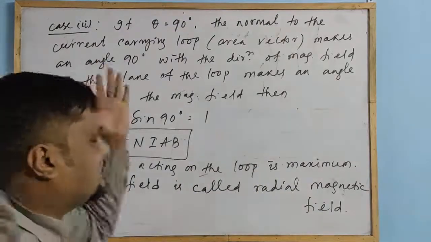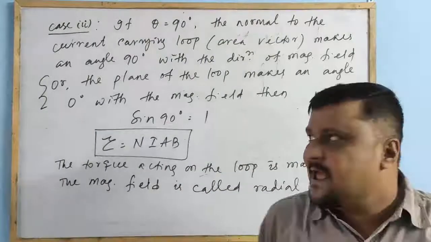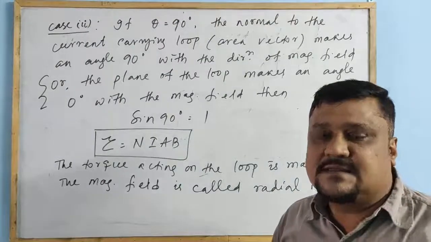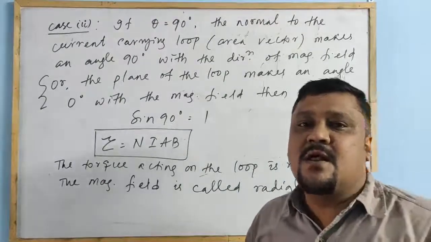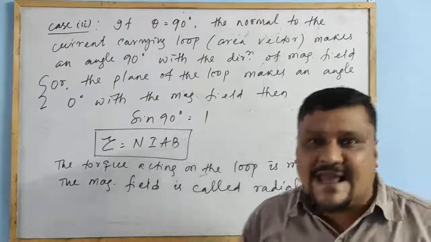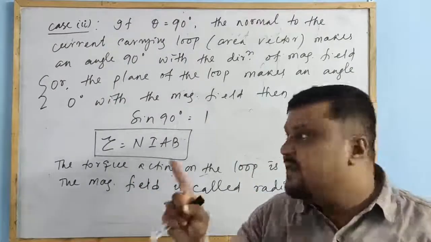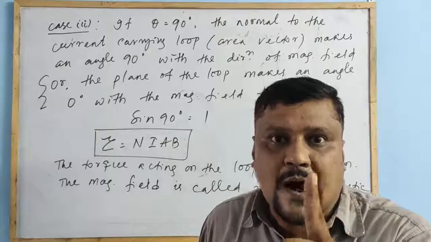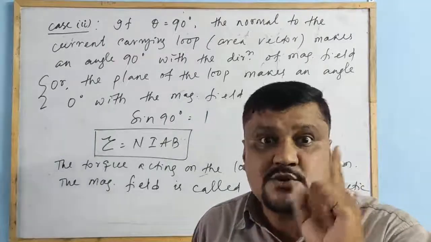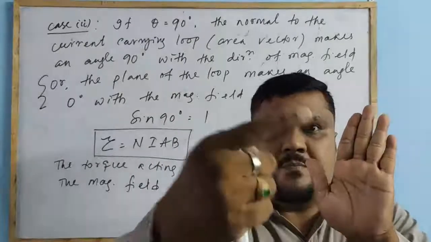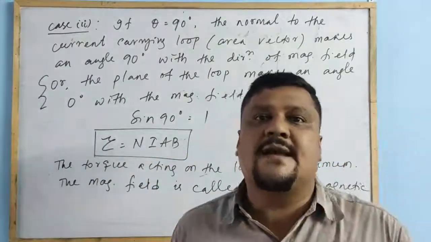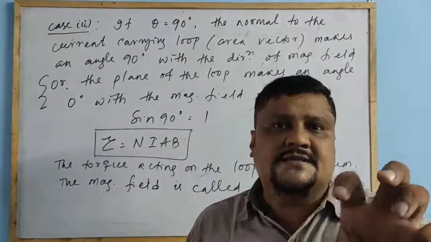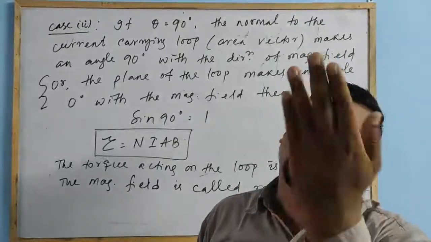Okay, this is about the current carrying loop placed in a magnetic field. And remember, this is what we will use in the applications of the torque acting on the loop, that is, in the moving coil galvanometer, which we will discuss next. There we will use the radial magnetic field. Whenever I use the words radial magnetic field, you will always say that the area vector of the loop is perpendicular to the magnetic field, or the plane of the loop is along the direction of the magnetic field. The torque is maximum. The coil will rotate.